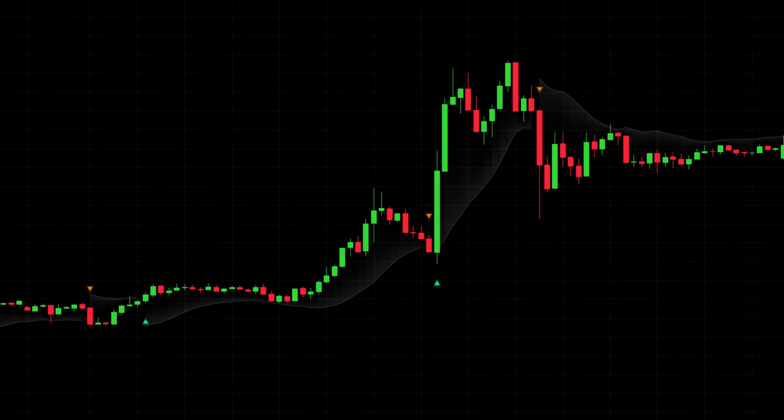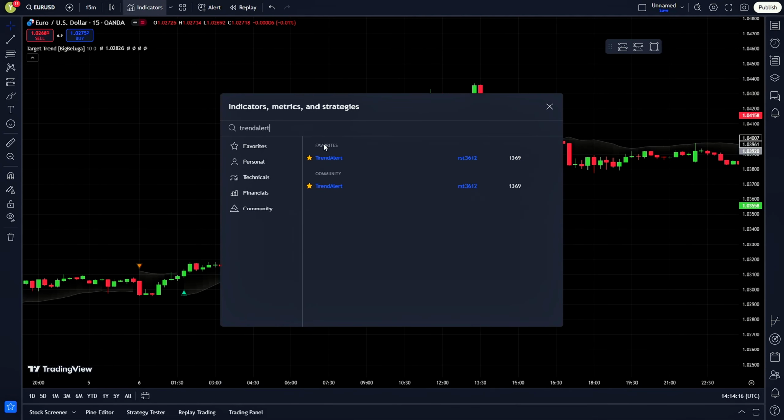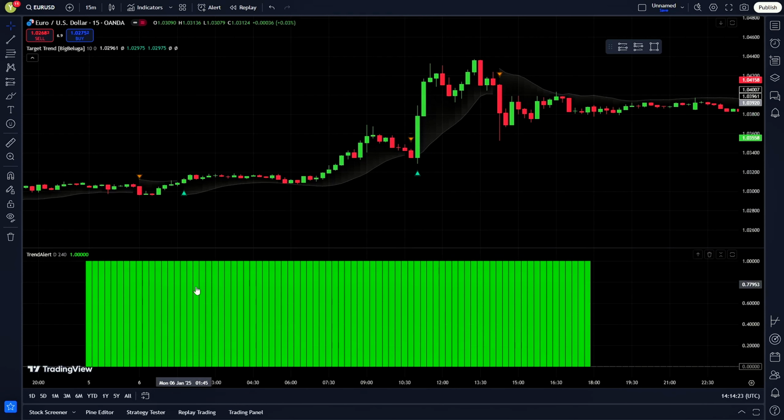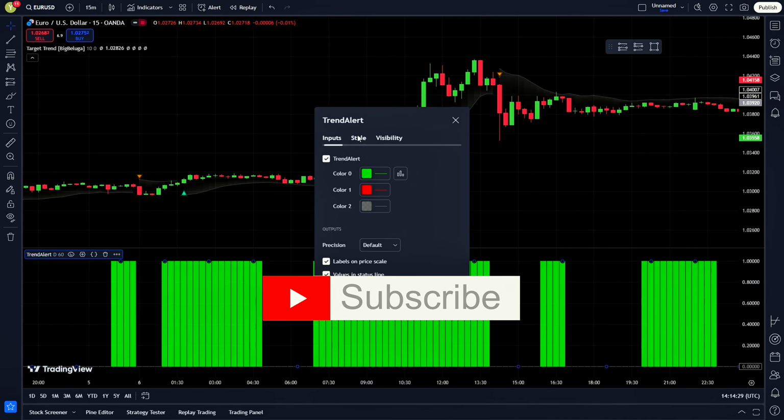Blue triangle equals buy signal. Yellow triangle equals sell signal. Go to the Indicator Search tab and type Trend Alert. Select the Trend Alert indicator by its creator. Configure the settings. In the Input tab, set Rest Mount option to 1 hour.